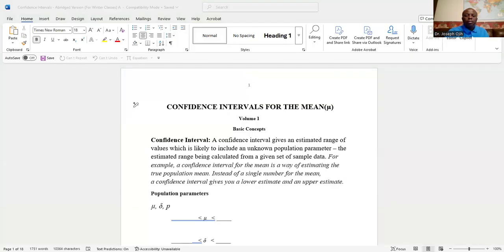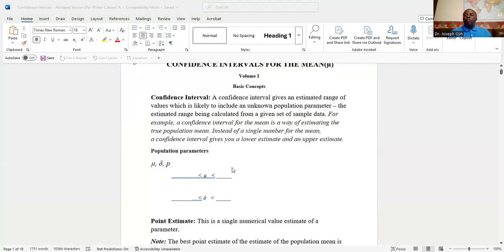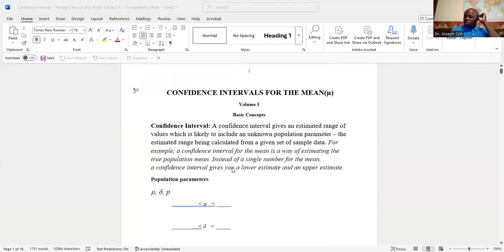All right. Yep, confidence intervals now. What is a confidence interval? In statistics, we use the term confidence interval when we are trying to explain an estimated range of values that will contain the population parameter. For example, a confidence interval for the mean is a way of estimating the true population mean.